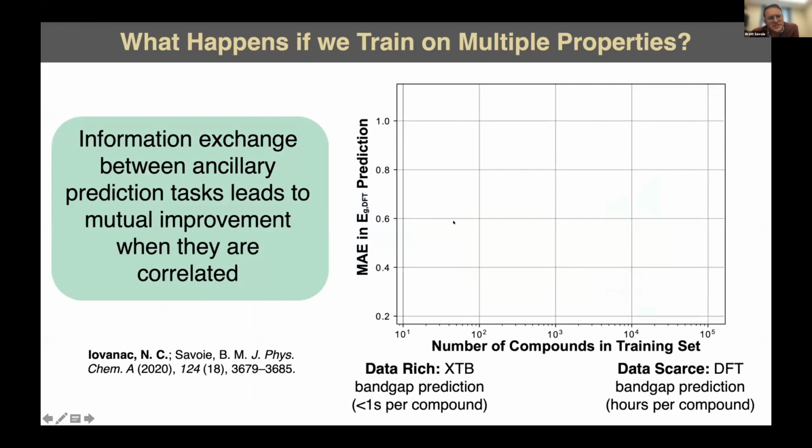So let's see what information exchange looks like. If we were to train on multiple properties, one of them being the band gap calculated at a semi-empirical level versus the band gap calculated at the DFT level, these are highly correlated variables. So the first question we wanted to see is, can the model successfully exchange information between these two tasks?